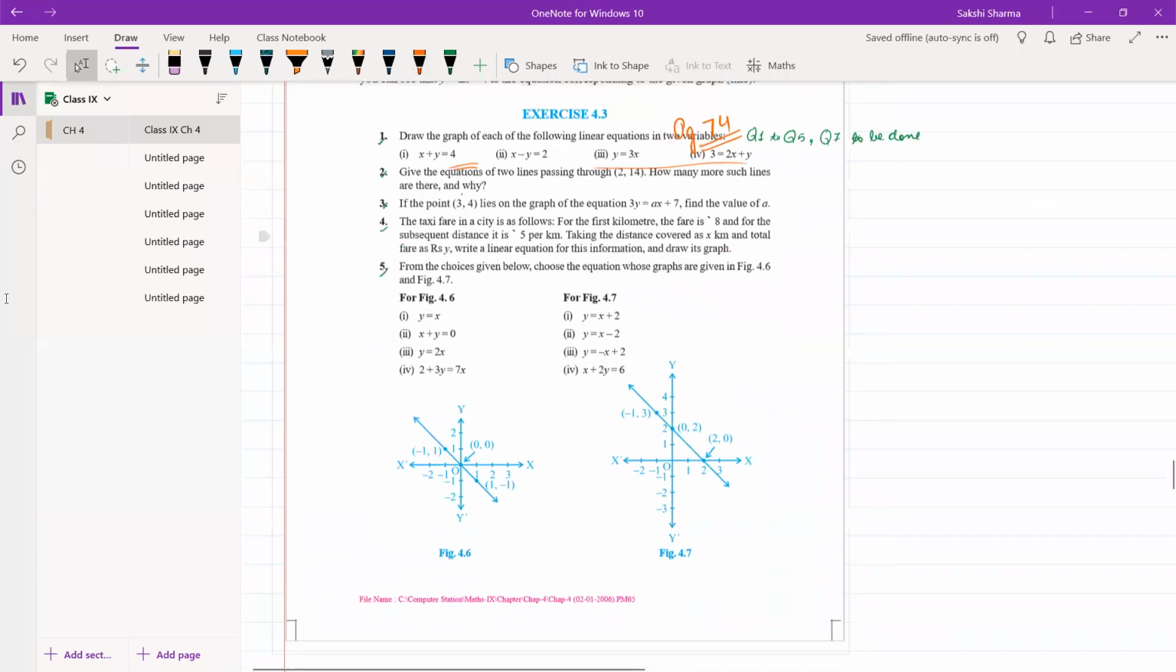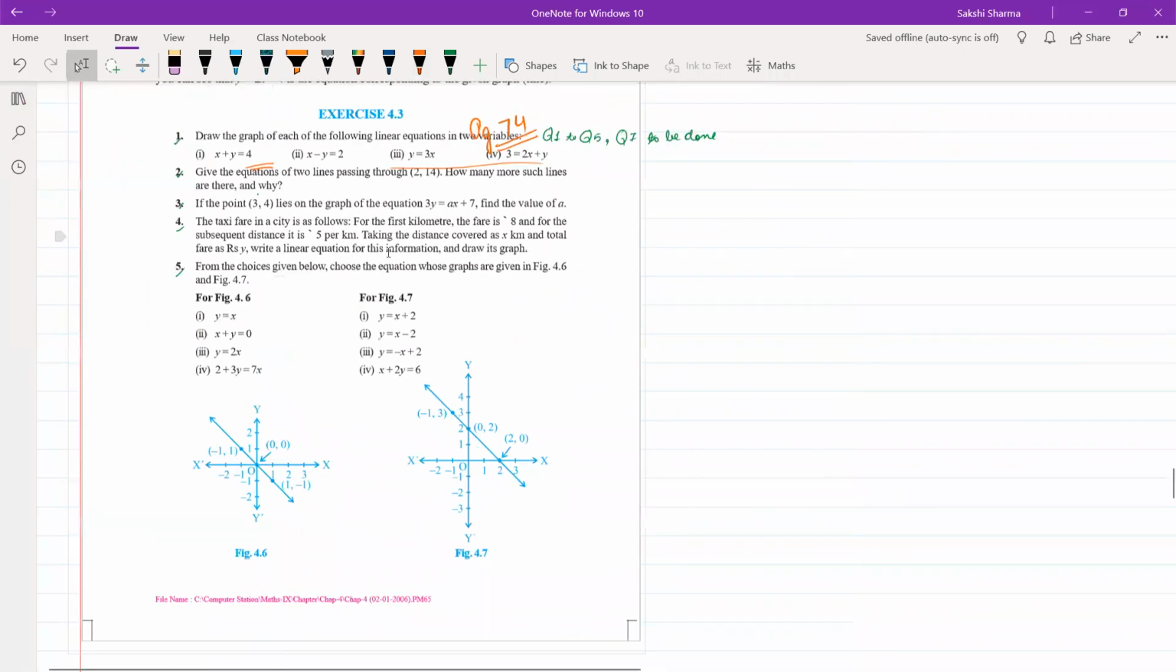Question number 2. Give the equation of two lines passing through the given point. You have been given a point 2,14. How many more such lines are there and why? There is also an example similar to this. You have to write down an equation on your own, which will have this pair of values as its solution.